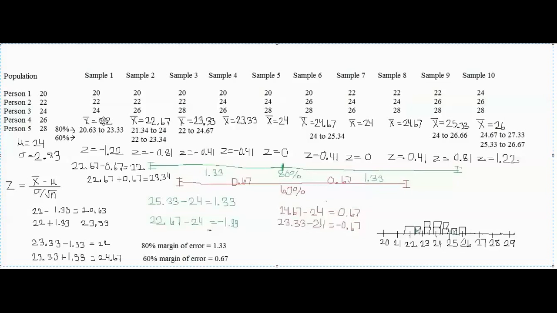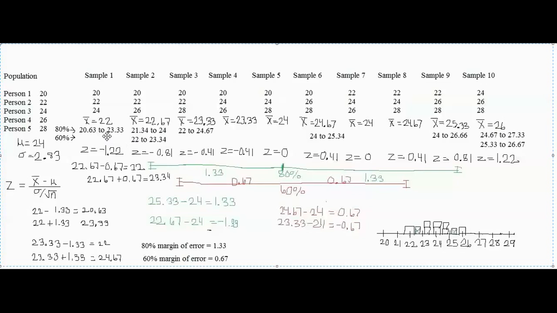If you take a sample mean and you add and subtract the 60% margin of error, you get a 60% confidence interval. For example, when I took this sample mean of 22.67 and I added and subtracted the 60% margin of error of 0.67, I got these two numbers. And this right here would be called a 60% confidence interval because this was created by adding and subtracting the 60% margin of error, which was 0.67.